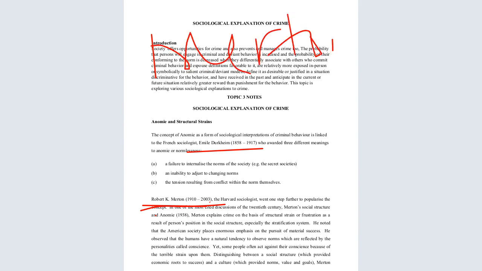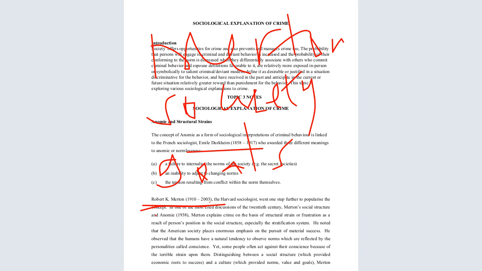This is what Merton says. The society will set the goals. The society will come up with the goals: what is it that should be achieved? And then the same society will come up with the means of attaining that success. So the society will tell us what it is that you need to do.